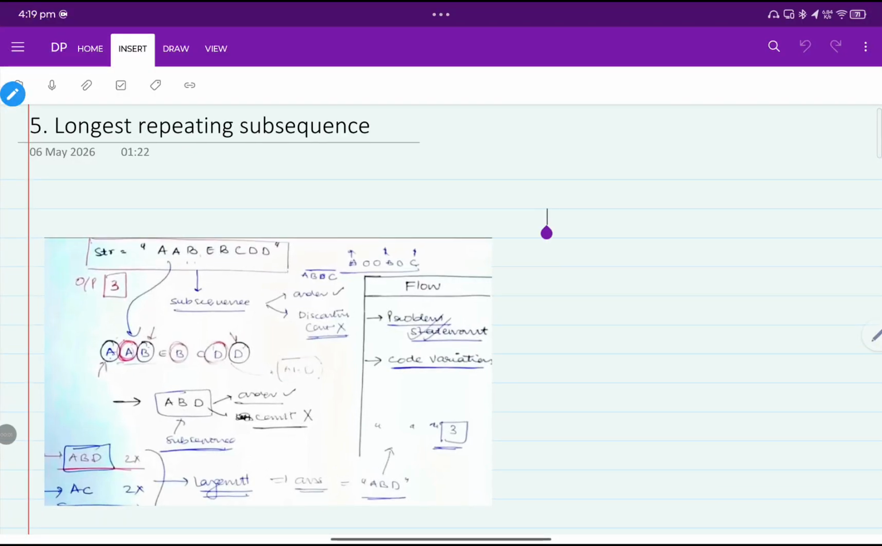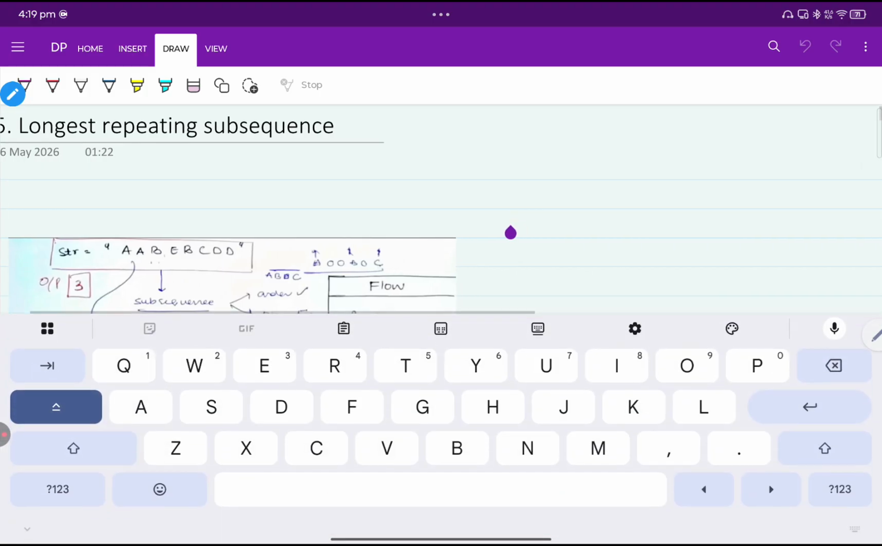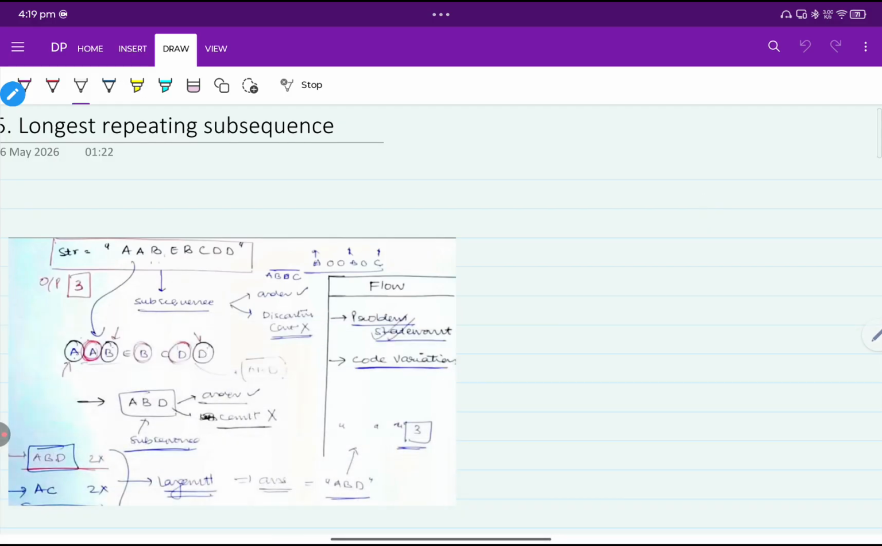So what is the question, and what is it about? It is the longest repeating subsequence. What does the question expect from us? We are given a string, for example a b, and we have to identify which one is the longest repeating subsequence.